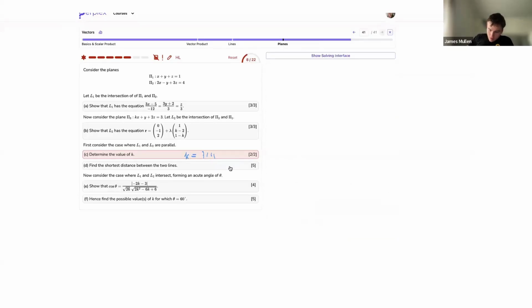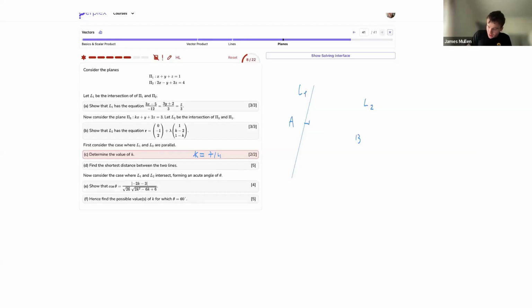Now, in part D, I'm trying to find the shortest distance between the two lines in this case. Okay, so what do I know? I know that now L1 and L2 are parallel for this value of k. And so the shortest distance, if I draw these two lines, is going to be a perpendicular line between the two. So it's going to be something like that. All right. And so if I let A be a point on L1 and B be a point on L2, then I can say that, in fact, let me do any point.